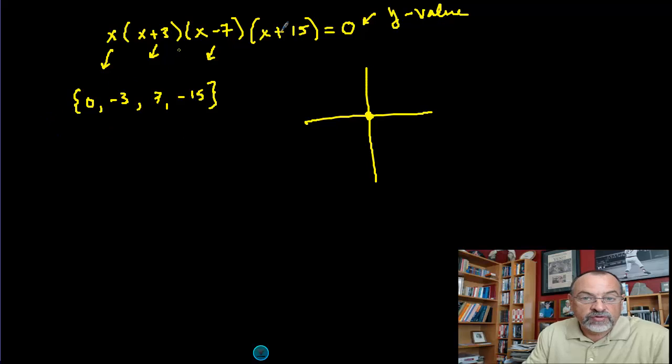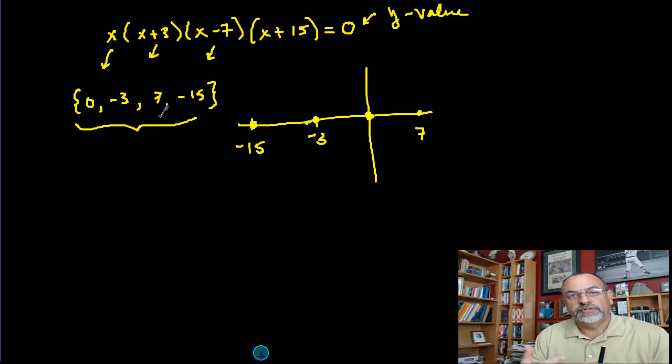So this graph is going to cross the x-axis at 0. At -3 it's going to cross the x-axis. At 7 it's going to cross the x-axis. And at -15 it's going to cross the x-axis. So these 4 points of the graph are what these numbers represent. So again, that's the tie-in between the algebraic model and the graphical model. And so it's very important to make that connection and understand it.